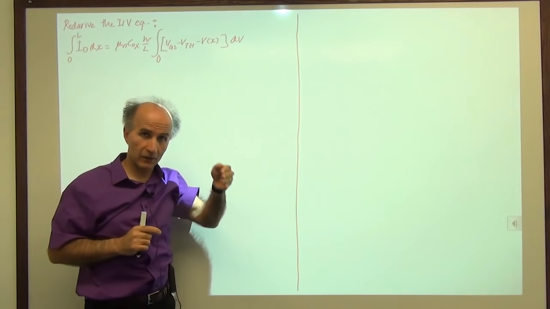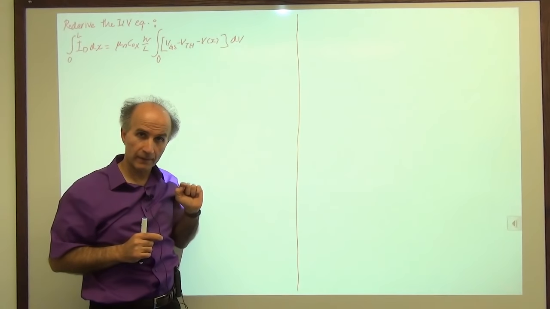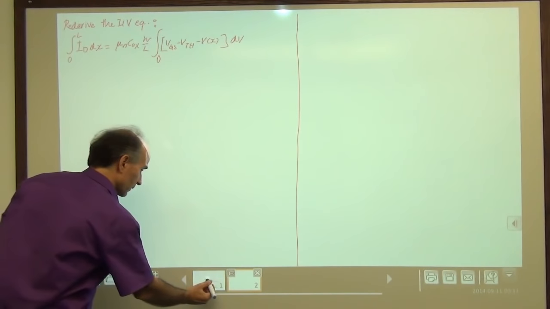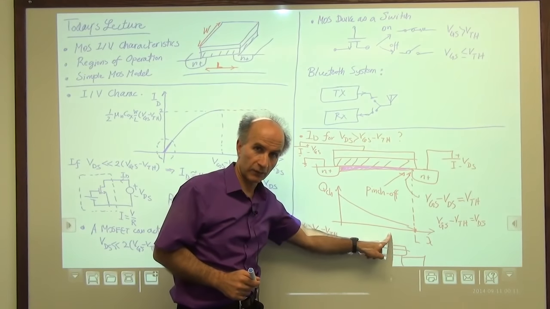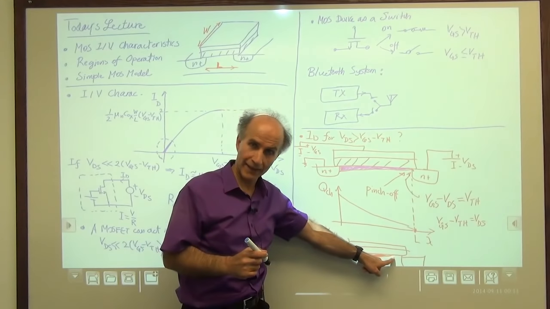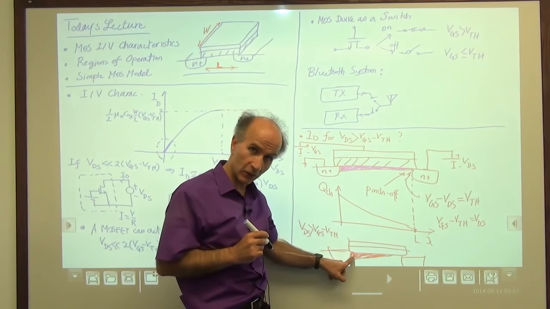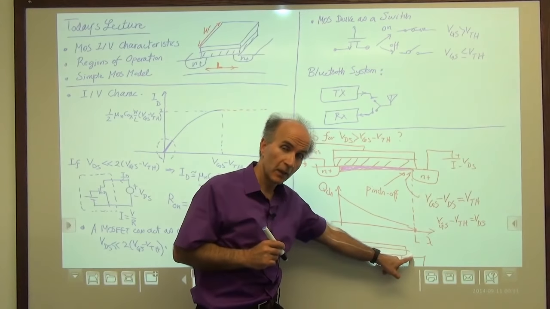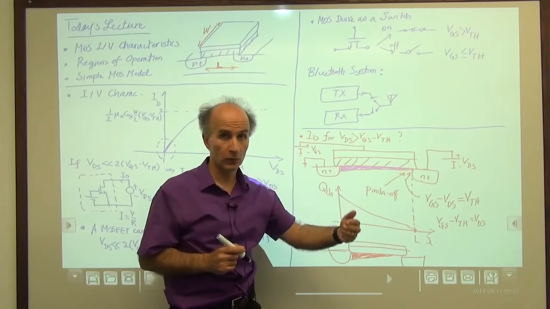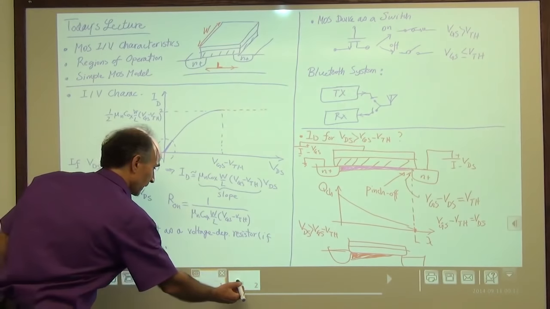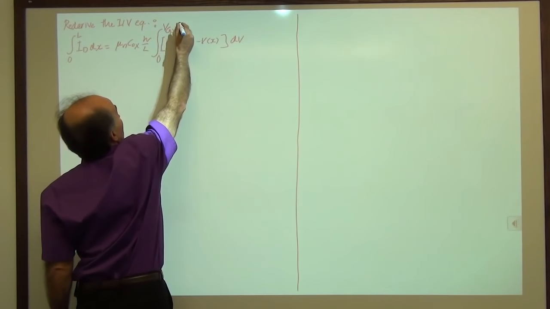Well, remember, the channel gets pinched off where the voltage on the channel has reached VGS minus VTH. If the local voltage is VGS minus VTH, and the gate voltage is VGS, the difference between them is VTH, therefore the channel has pinched off. So for the voltage, we have to integrate from 0 to VGS minus VTH, not to VD, because the channel ends where the voltage is equal to VGS minus VTH. The voltage at the end of the channel is equal to VGS minus VTH. So that's the big difference that we now have in our equation. And we write here VGS minus VTH.